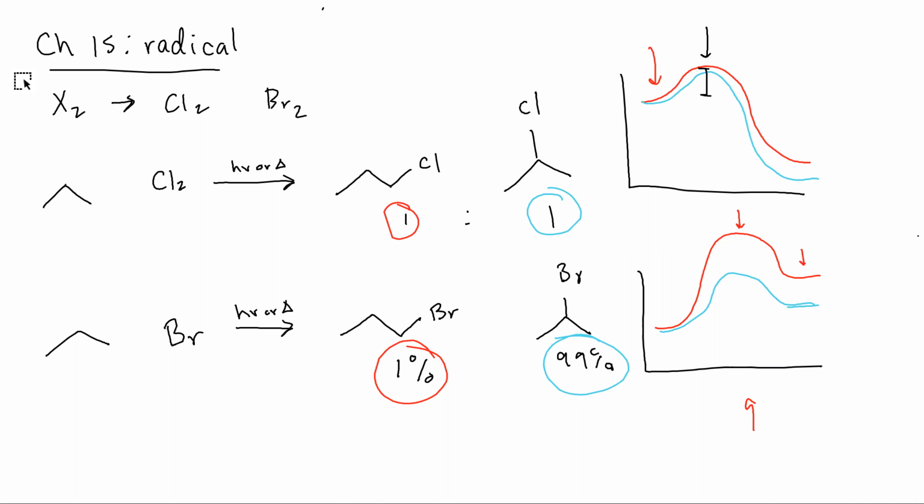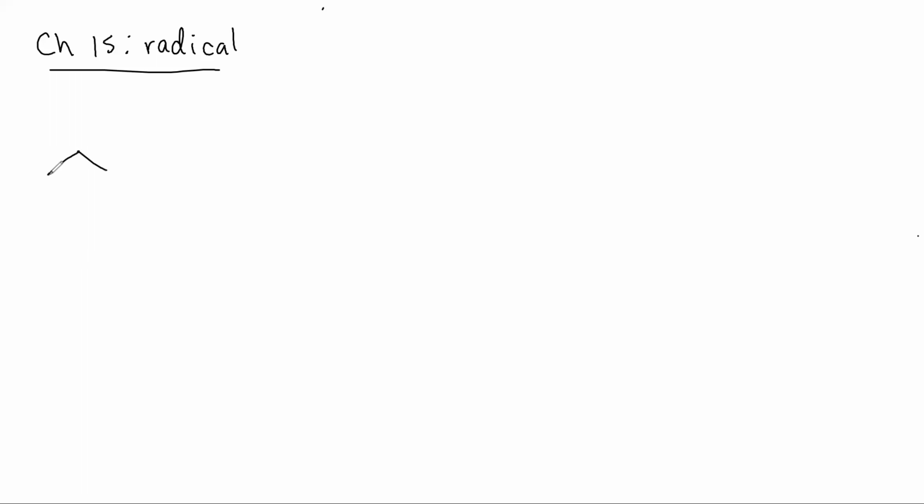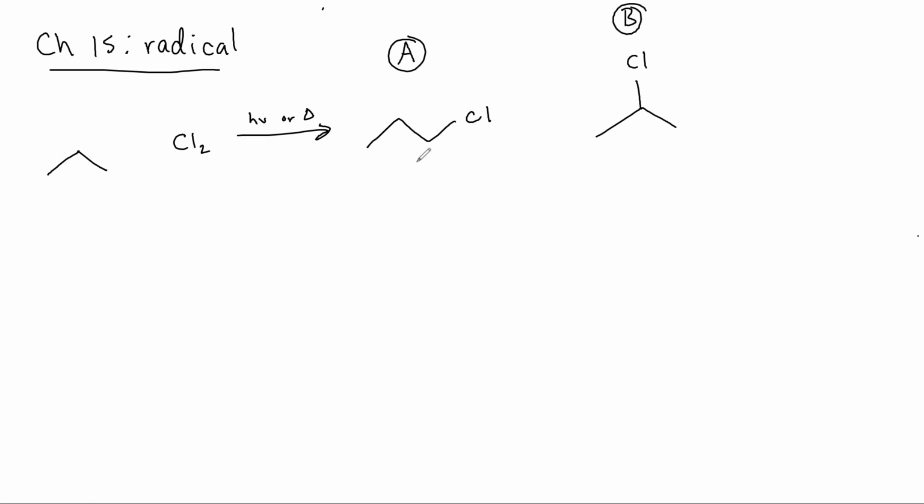Okay, so I'm going to go ahead and erase this, and now we're going to talk a little bit about the stereochemistry of halogenation. Okay, so let's take the example from the PowerPoint again. This propane plus Cl2 plus hv or delta. And again, we are going to get two different products. This product here or this product here. Okay, so if we look at the first product, we'll call this product A, and then we'll call the second one product B. Product A does not have any stereogenic centers.